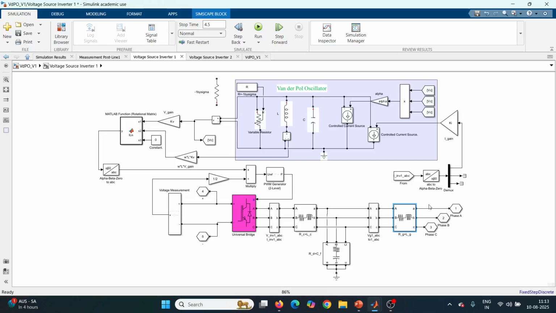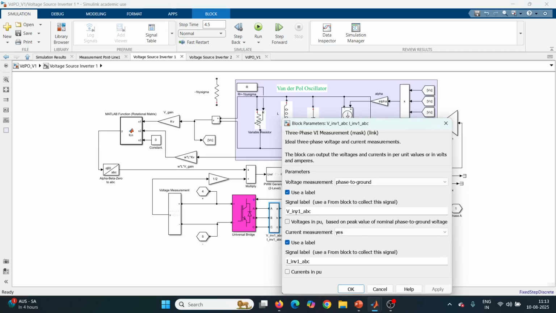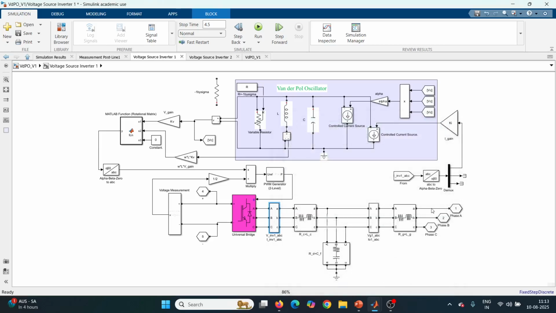Now we are first sensing this inverter output current, that is I inverter 1 IABC, and we are converting this inverter current from ABC component to alpha beta component, and we are using only the alpha component, and we are feeding it to this current gain Ki value and providing it to this van der Pol oscillator dynamics.